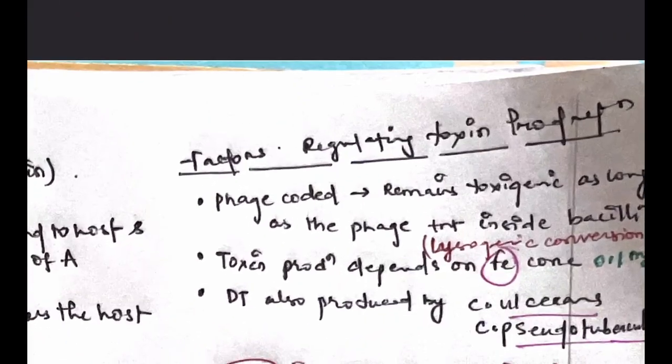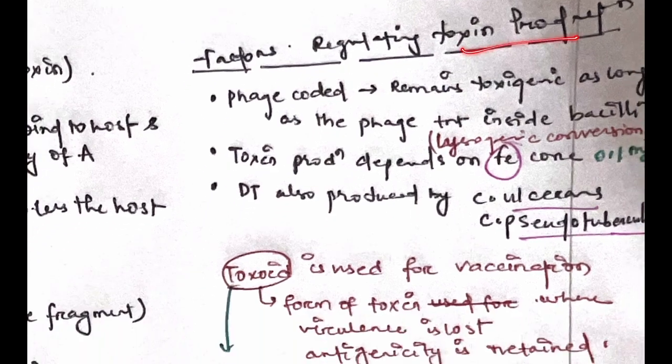Now, what are the factors regulating toxin production? Since this is phage coded, they will remain toxigenic as long as the phage is present inside the bacilli.